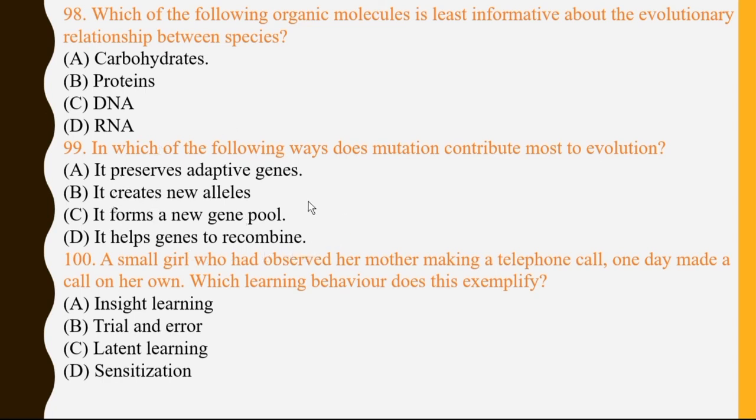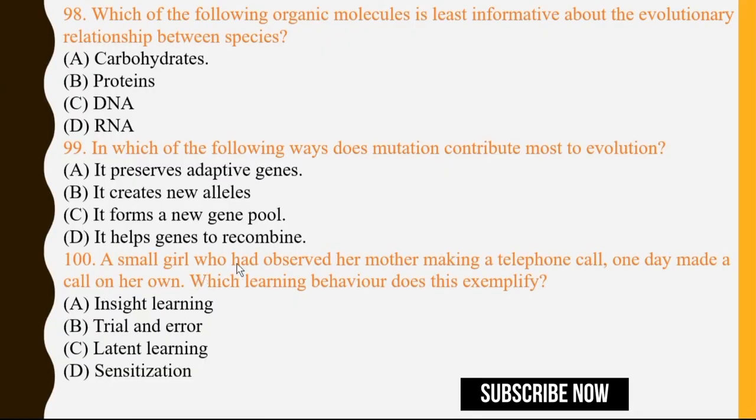Mutation produces a new gene and forms variation. The number of organisms with the new gene increases if they are favored by natural selection. So mutations contribute to evolution by producing variation. So choice A is the correct answer.